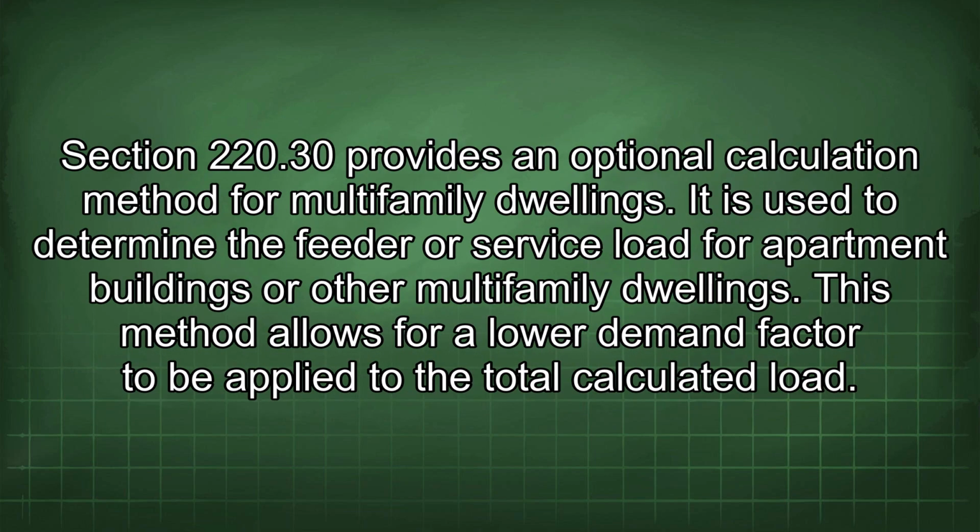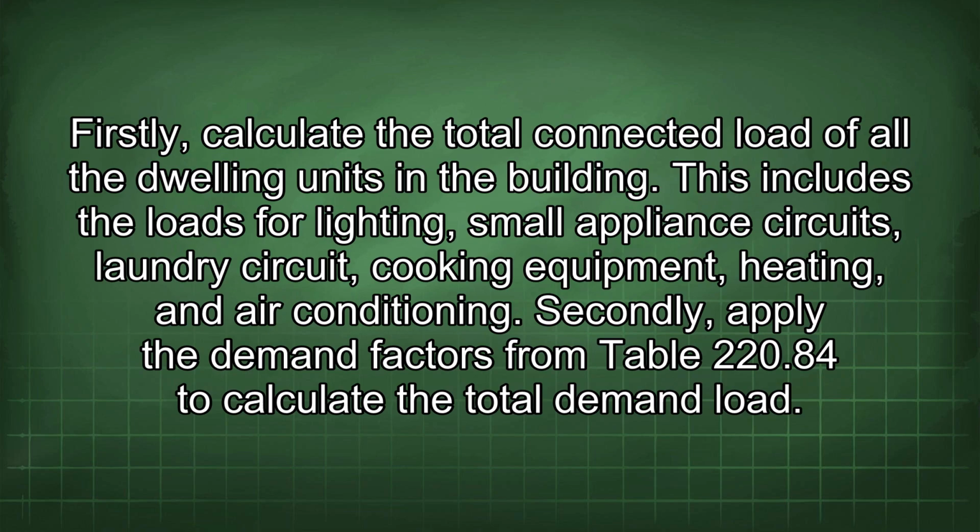Section 220.30 provides an optional calculation method for multifamily dwellings. It is used to determine the feeder or service load for apartment buildings or other multifamily dwellings. This method allows for a lower demand factor to be applied to the total calculated load. Firstly, calculate the total connected load of all the dwelling units in the building. This includes the loads for lighting, small appliance circuits, laundry circuit, cooking equipment, heating, and air conditioning. Secondly, apply the demand factors from Table 220.84 to calculate the total demand load.